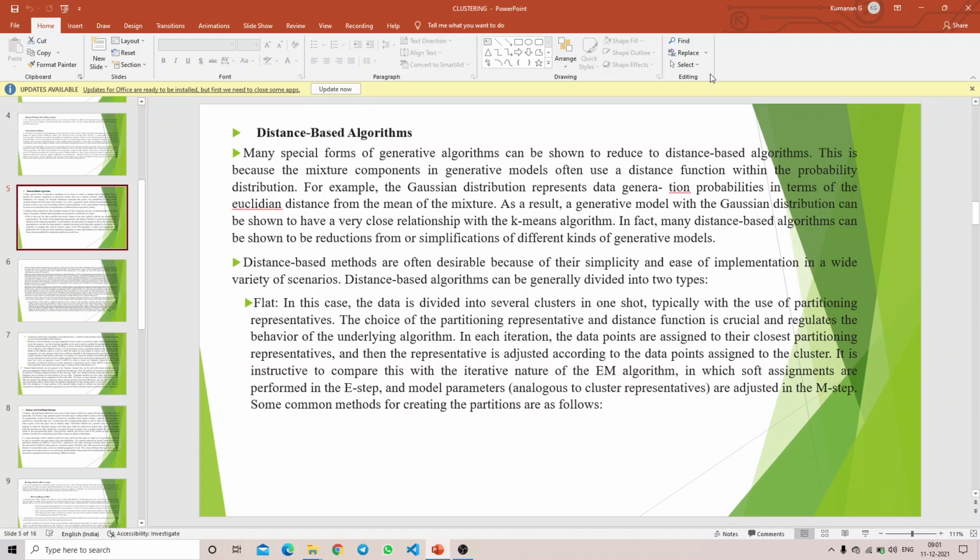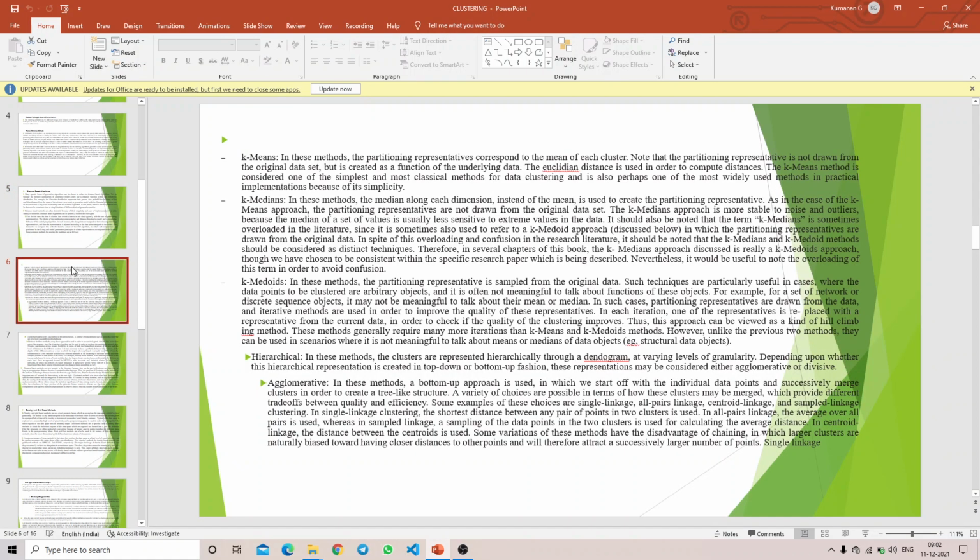It is instructive to compare this with the iterative nature of the EM algorithm, in which soft assignments are performed in the E step and the model parameters, analogous to cluster representatives, are adjusted in the M step. Some common methods for creating the partition are as follows. I already said that k-means, medians, medoids, and hierarchical agglomerative come here.